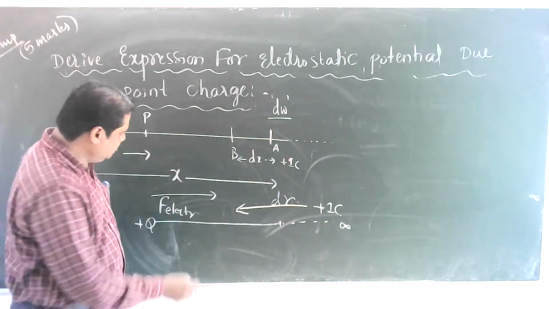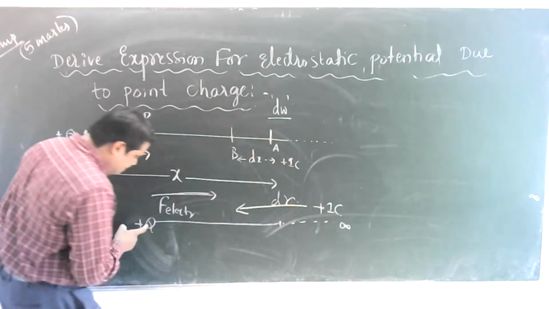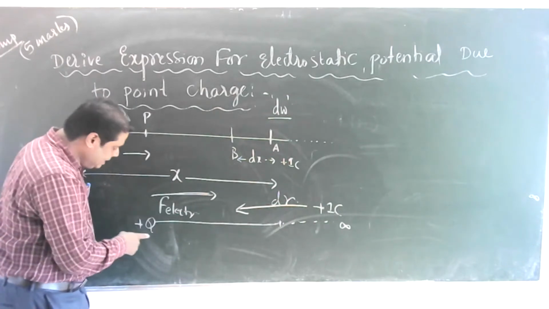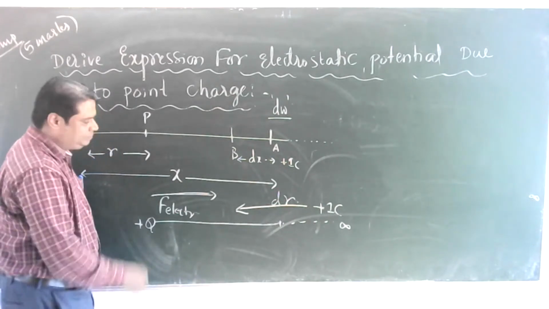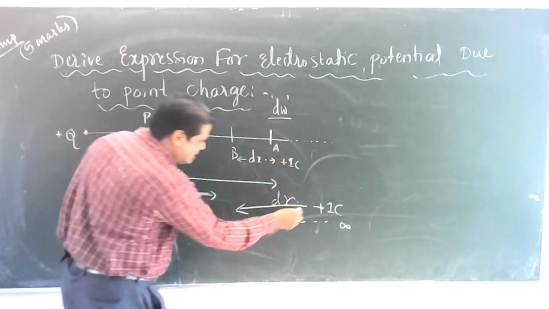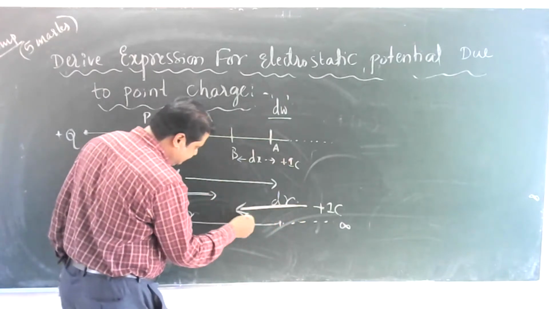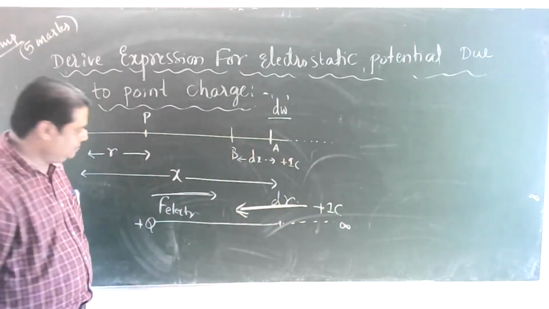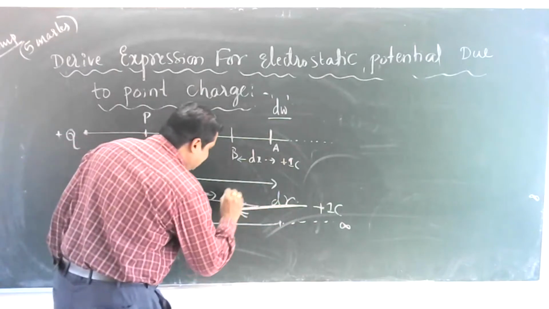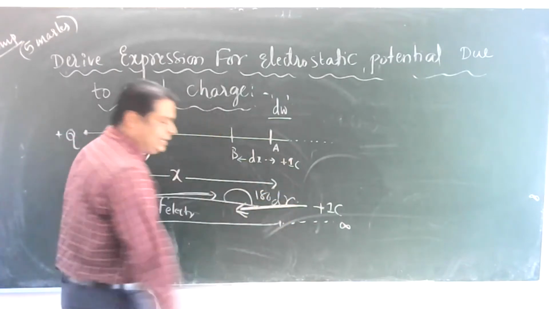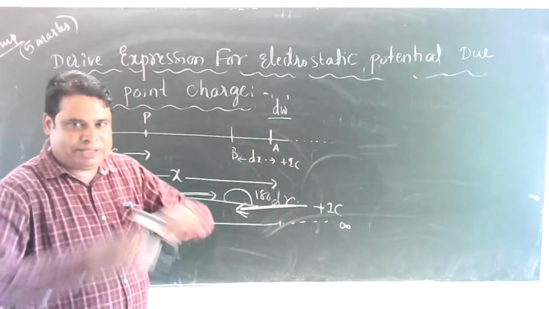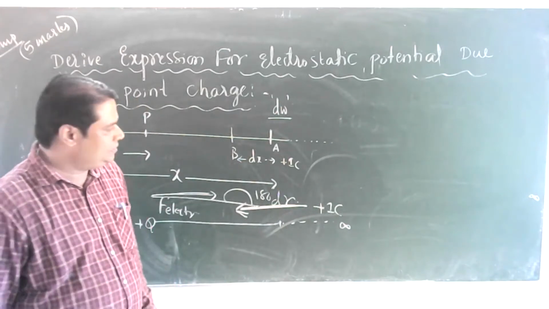Both are in opposite directions. The electric force produced by this charge is in this direction. Why? This is plus Q. The displacement is in this direction, both are in opposite directions, so the angle between these two is almost 180. What is it? It is 180 degrees. The angle between the two is 180.